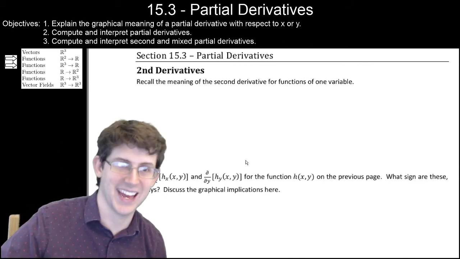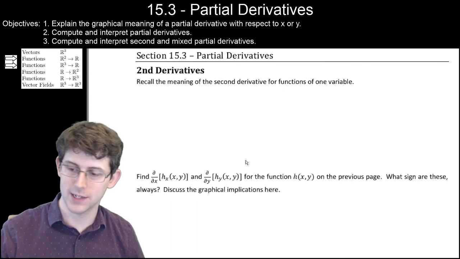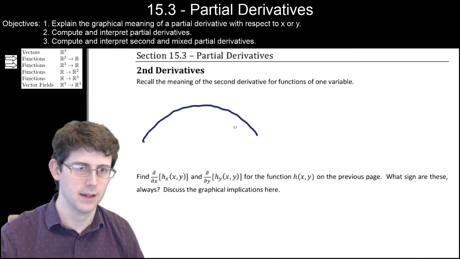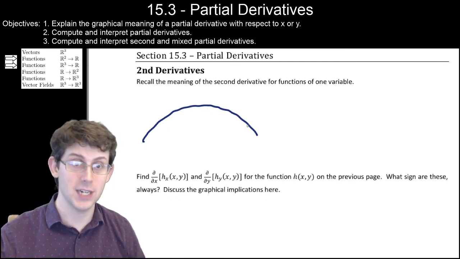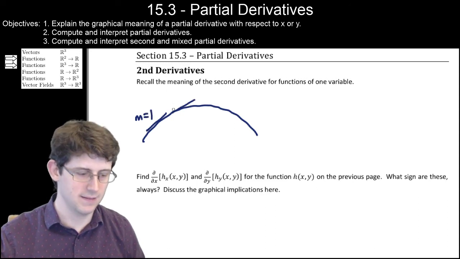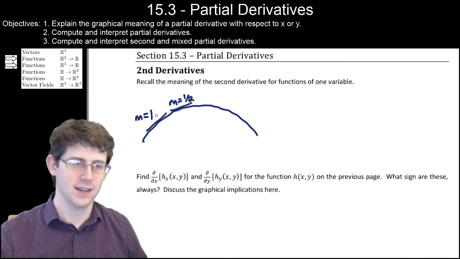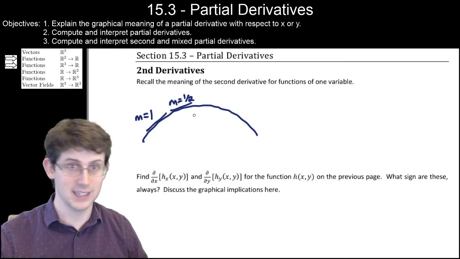Okay, so the second derivative for a regular old single variable function was the derivative of the derivative. So it's how is the slope changing? So here I've got a slope of 1, and here I've got a slope of a half. The slope is decreasing, so the second derivative is negative.